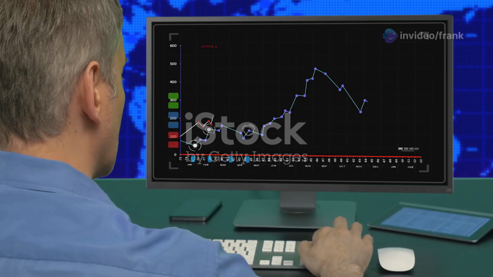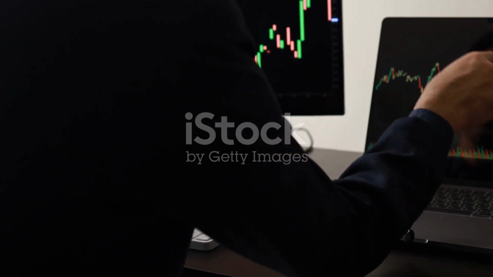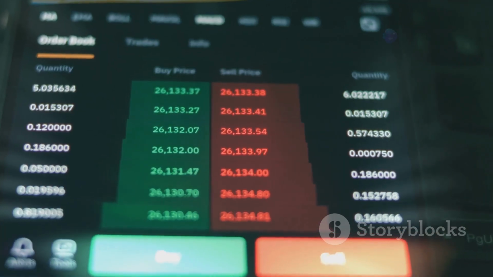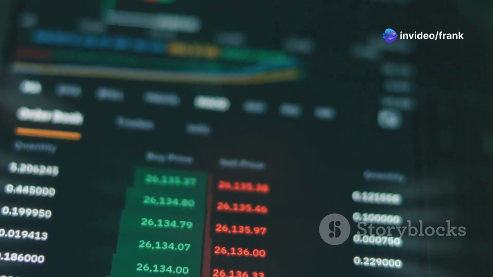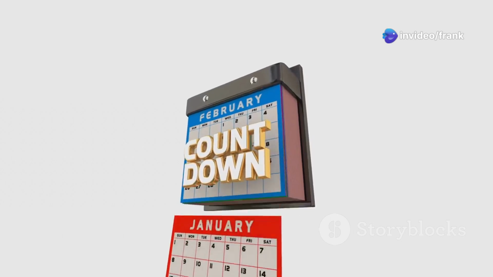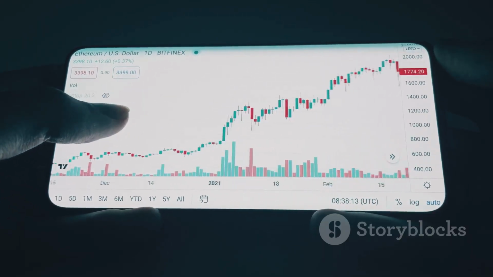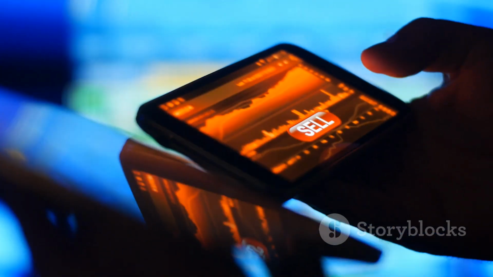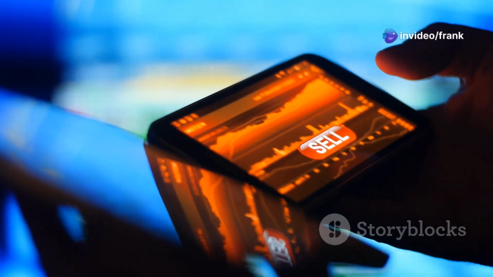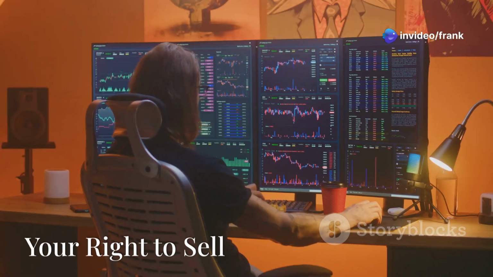A call option gives you the right to buy the underlying asset. You buy a call option when you think the stock price will go up. Let's say you buy a call option for Apple stock with a strike price of $150. The expiration date is 1 month from now. If the price of Apple stock goes up to $170 before the expiration date, you can exercise your option. This means you buy Apple stock at $150 and sell it at $170, making a profit.